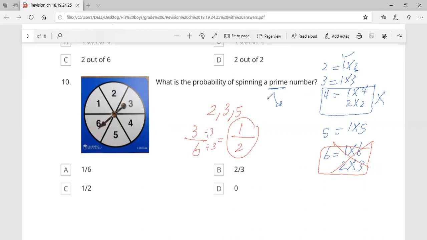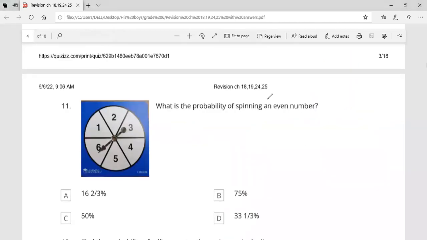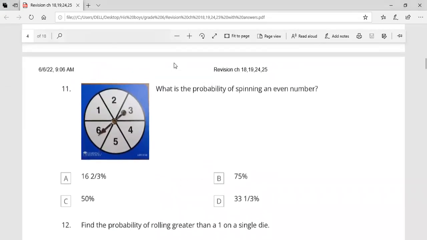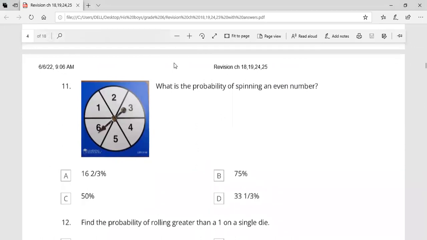The next one is the probability of spinning an even number, as we said before: 2, 4, 6. How many numbers? It's 3 out of 6. Divided, we get a half. Here is even number. We get a half, and the answer, if you multiply by 100, we get 50%. Yes. The next one.